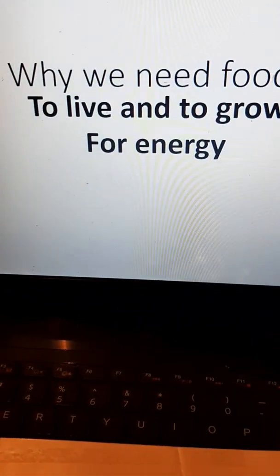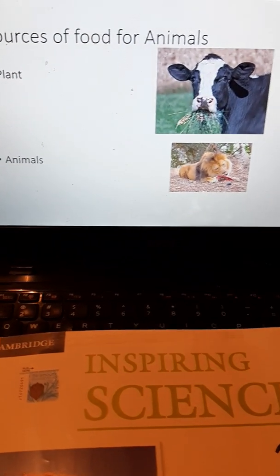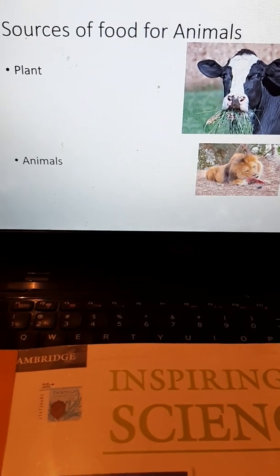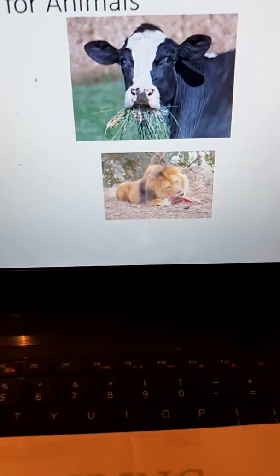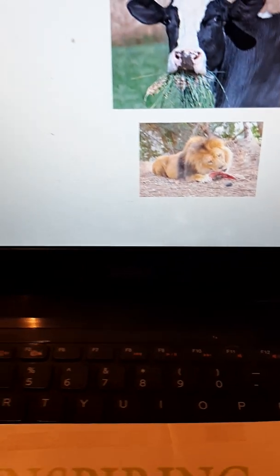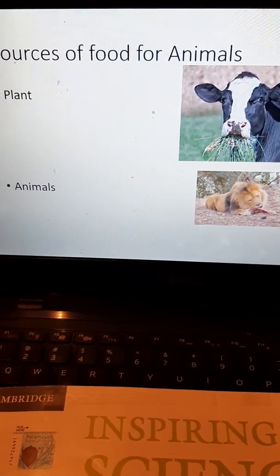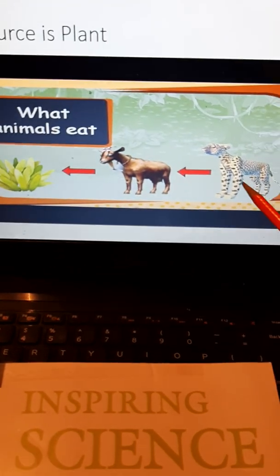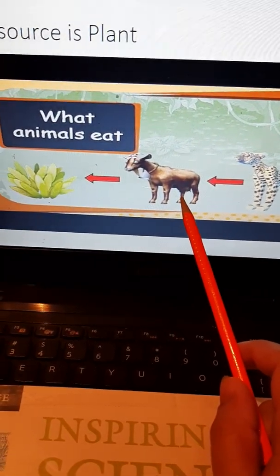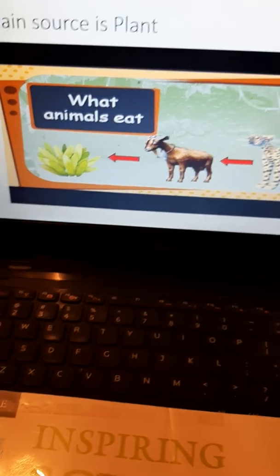Okay, let's start with the question: why do we need food? We need food to live and to grow and for energy. What are the sources of food for animals? There can be two sources. We can divide animals into two categories: those who eat plants like buffalo, and those who eat flesh of other animals like lion. So plants and animals are two sources, but what's the main source? That is the plant. As you see here, a tiger eats the goat and a goat eats the plant. So the main source is the plant.